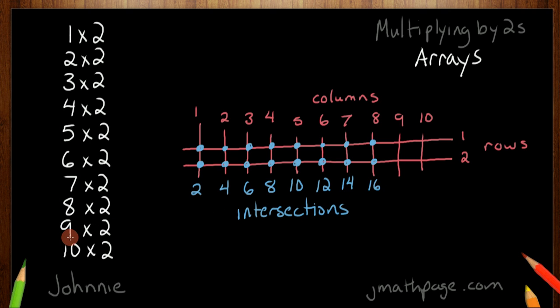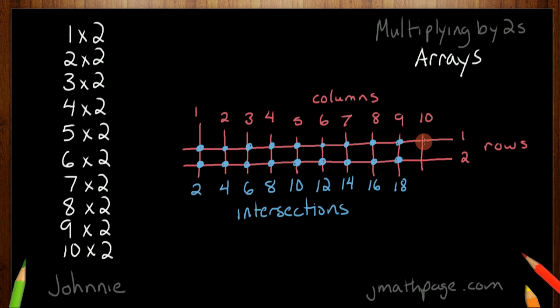Continue. 9 columns and 2 rows. If I had 16 before, now I have 17 and 18. 18 intersections altogether. The last one, 10 rows and 2 columns.